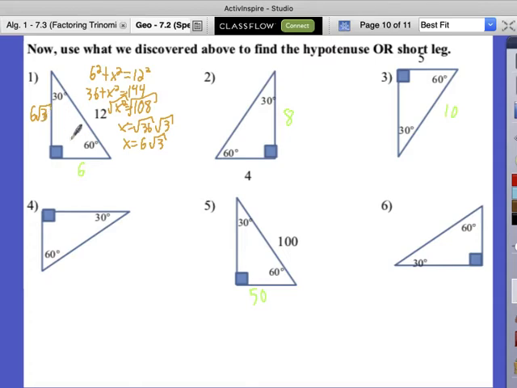Now I want you to do 2, 3, and 5. We did the Pythagorean theorem on number 1 to find the missing side, so do the same thing on 2, 3, and 5.